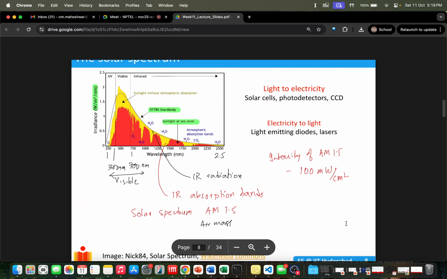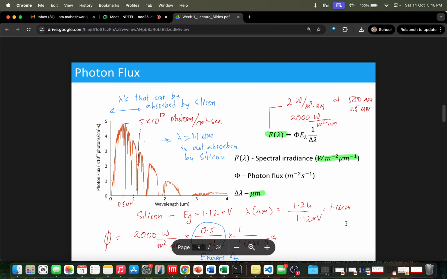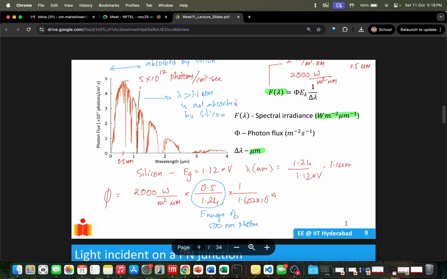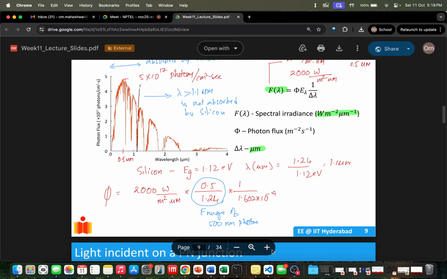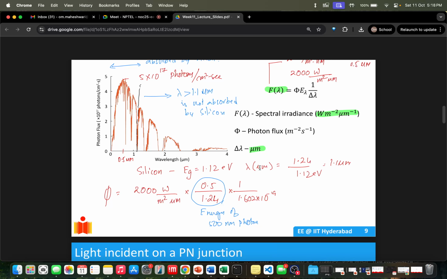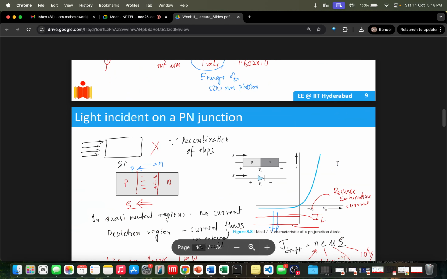So this is about solar cells, LEDs, photon flux, energy of photon. Again, this 1.24 factor: lambda is 1.24 divided by the energy in electron volt, and the energy is 1.24 divided by lambda.